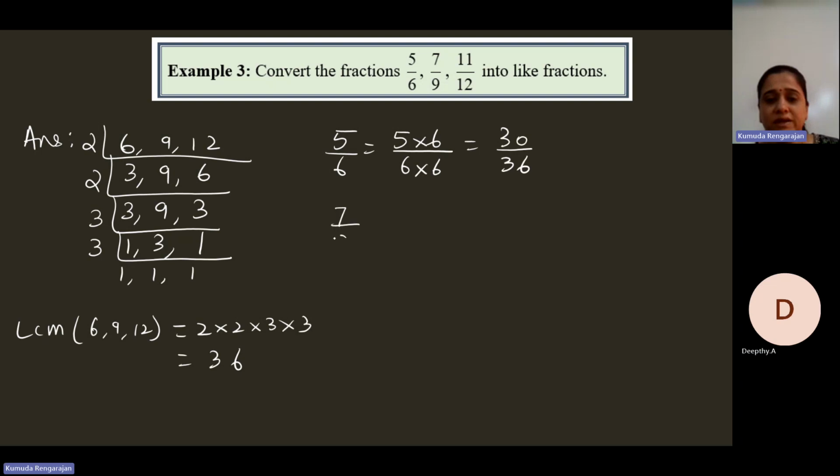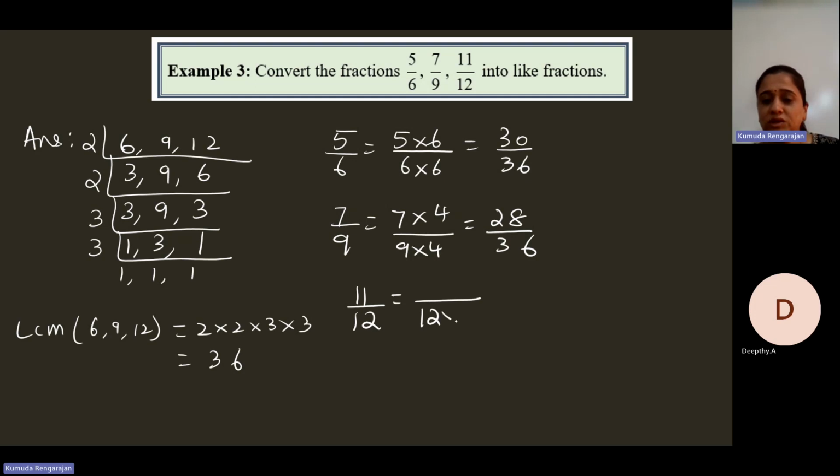Next, 7 by 9 is equal to 7 into 4 by 9 into 4, because the denominator is 9 and 9 into 4 is 36. So multiply the denominator by 4 and the numerator also by 4. 28 by 36. Then 11 by 12. The denominator is 12, so you need to multiply by 3 to get 36. So multiply the numerator also by 3.